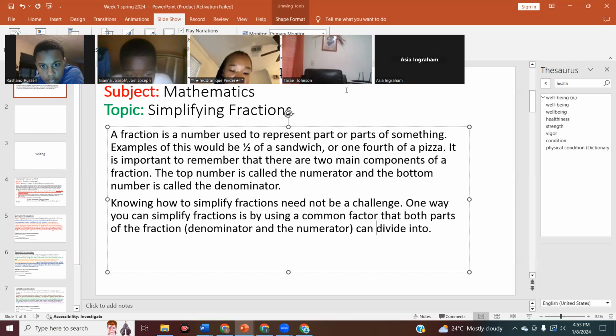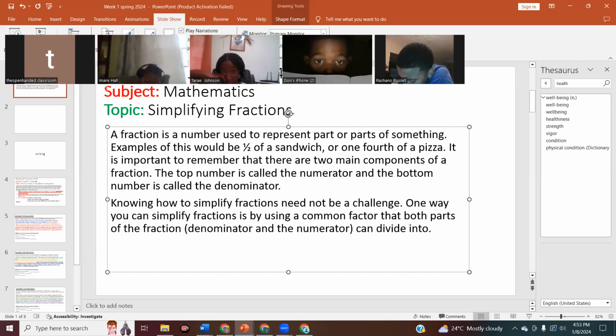All right, so basically what we're learning here is how to simplify fractions. So what you have is you're gonna have a numerator and a denominator, and you have to find a number that can go into both of them.